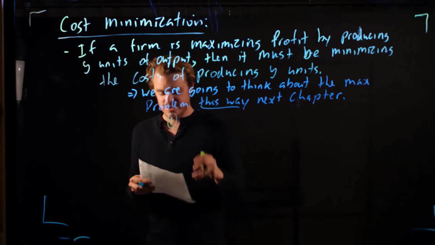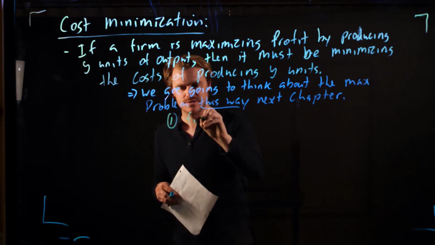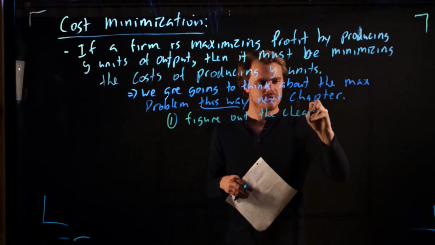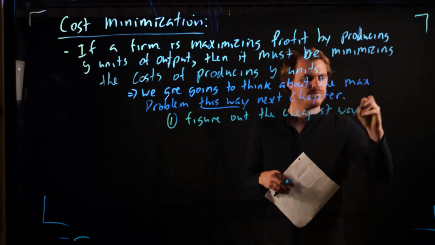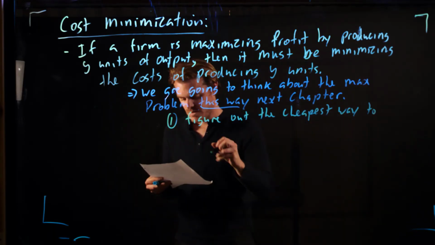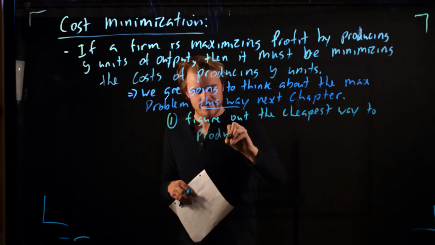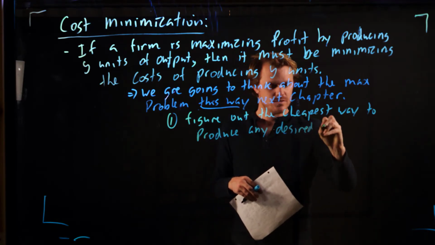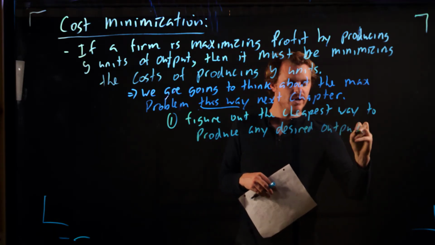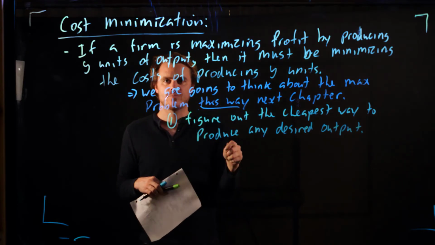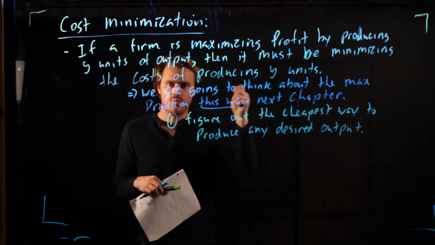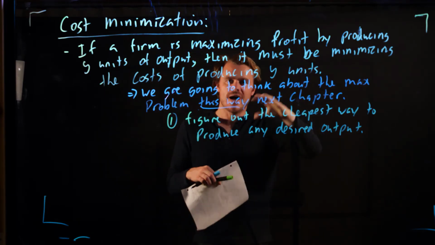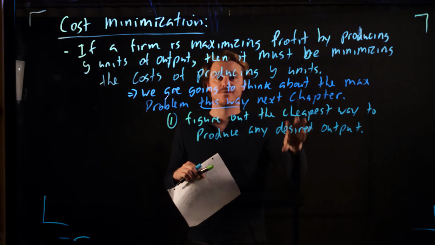The first thing we're going to do is figure out the cheapest way to produce any desired amount of output. So what combination of inputs is the cheapest way to produce Y units of output? And in general, we can think of different levels of Y and different combinations of inputs. So that's going to be the first step.